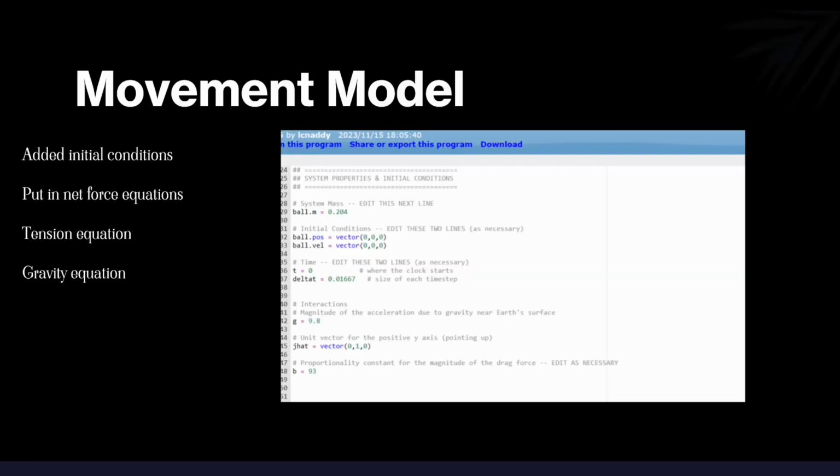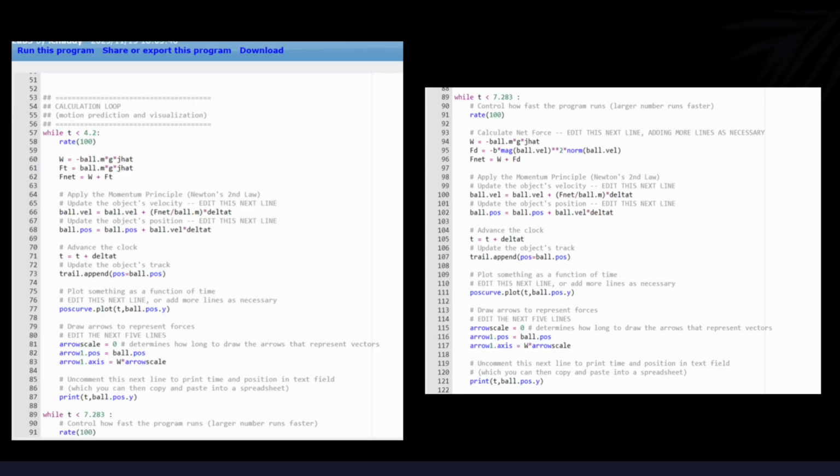Code. The movement model, I added initial conditions of the 0 velocity and position. Put in net force equations, tension equation, and gravity equation, as you can see to the right here. Here's more of that code right here.